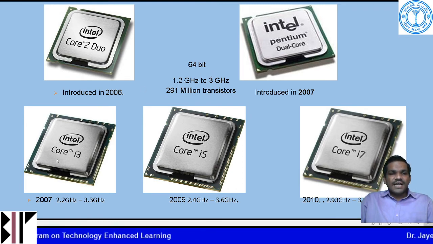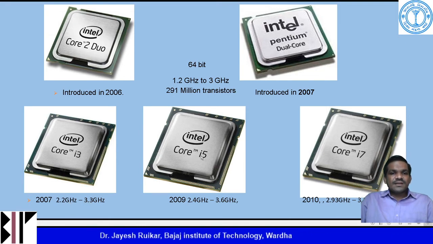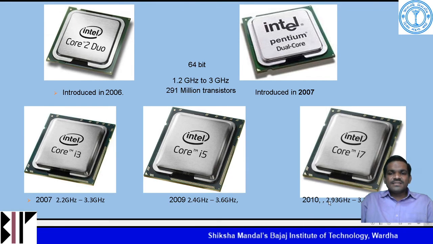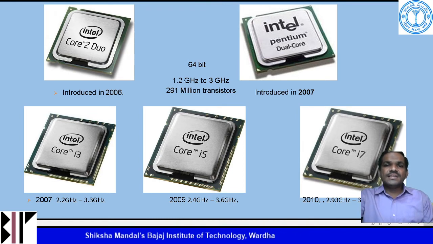Then the Core i3 processor was introduced in 2007. It has a clock speed of around 2.2 gigahertz to 3.3 gigahertz. Then Core i5, introduced in 2009, has a clock speed around 2.4 gigahertz to 3.6 gigahertz. Core i7's clock speed is 2.93 gigahertz to 3.33 gigahertz.